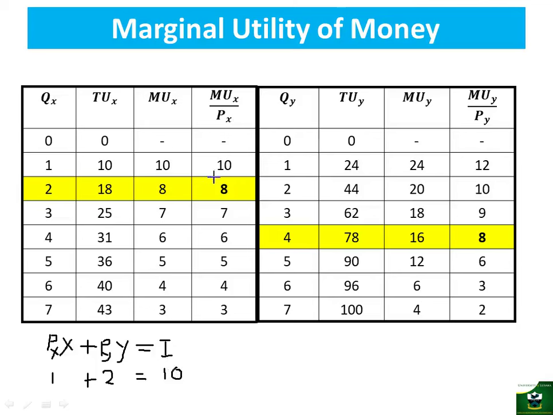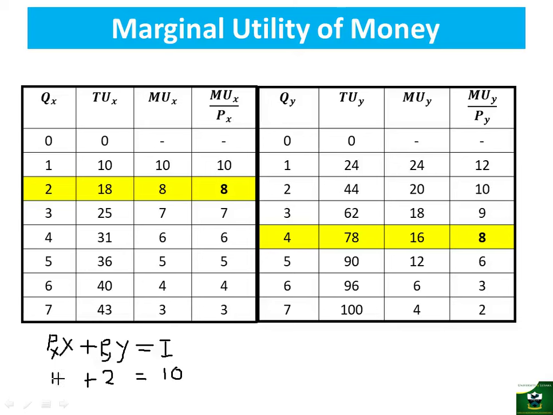So let's begin by looking at the values that we have here for marginal utility of money. At the marginal utility of money, the ratio of marginal utility of X to price of X for commodity X at the value of 10, we see that quantity consumed will be 1. For Y, at the value of 10, quantity consumed will be 2.